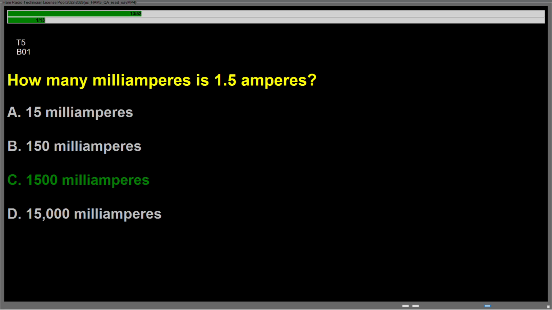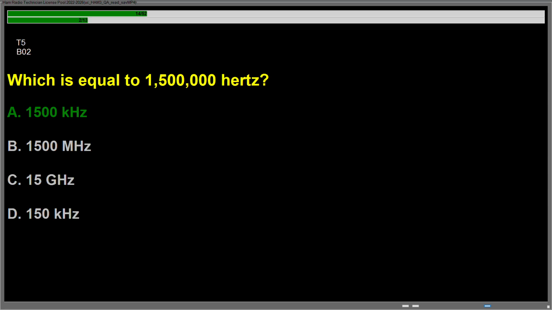Question Bravo 01, how many milliamperes is 1.5 amperes? Answer is C. 1500 milliamperes. Question Bravo 02, which is equal to 1,500,000 Hz? Answer is A. 1500 kHz.